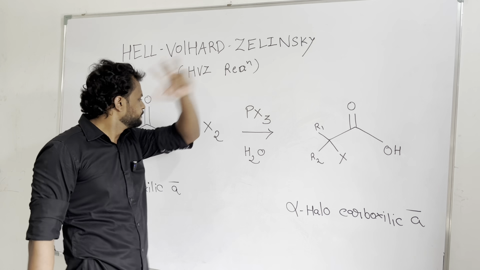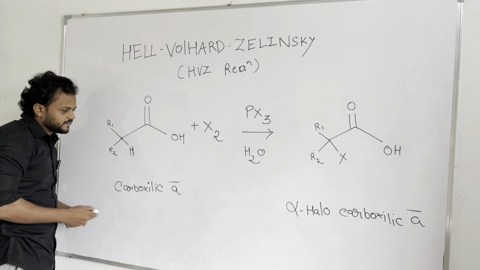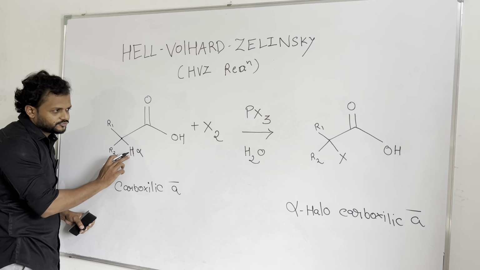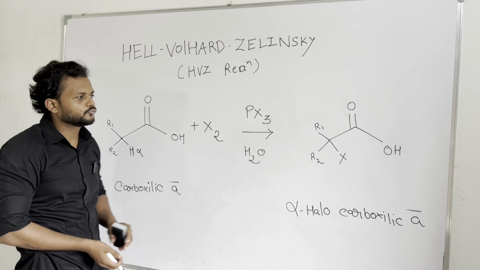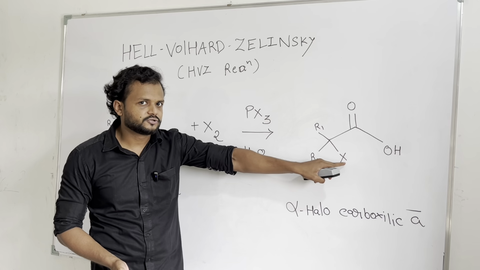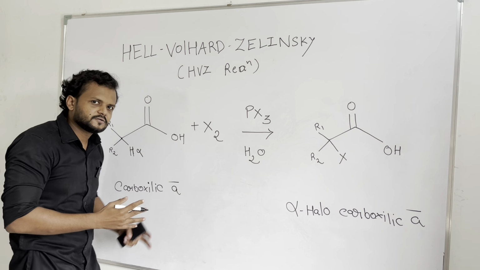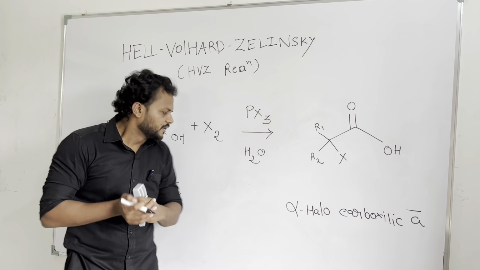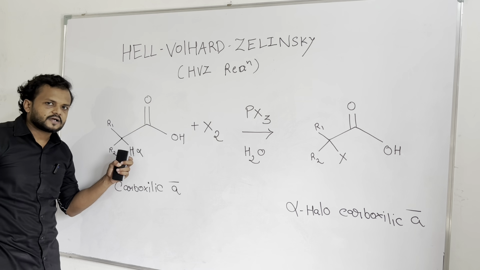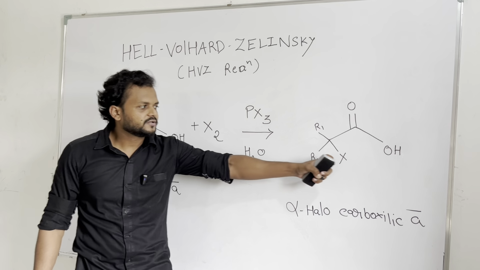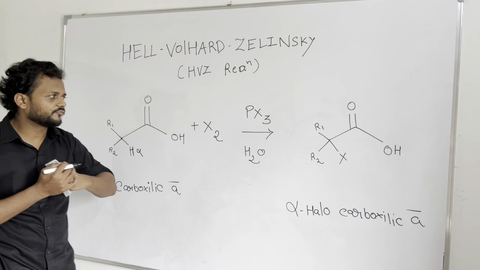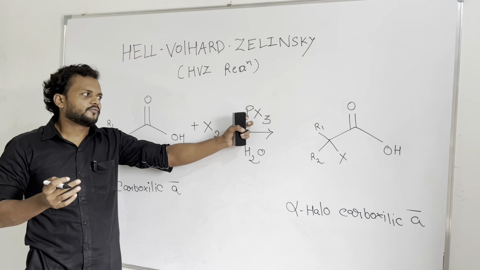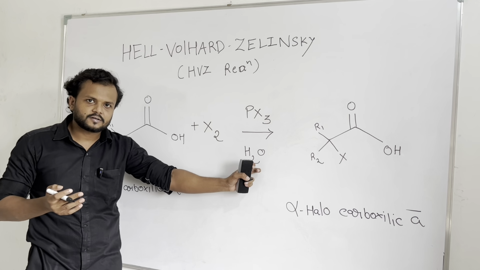Hell-Volhard-Zelinsky reaction. A carboxylic acid containing alpha hydrogen is going to convert into an alpha-halocarboxylic acid. This reaction is called alpha halogenation, in which we are going to kick off this hydrogen and add a halogen at this site. For that we need a halogen, a phosphorus halide, and water at the end.